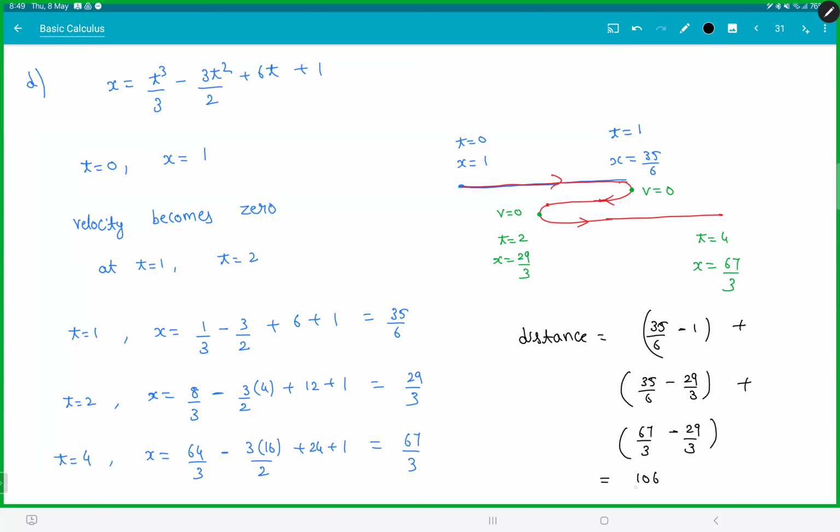I'm just writing it down. You can calculate and check. That's what makes this question tough. When I ask you distance traveled, you literally have to find how the particle is going front and back.